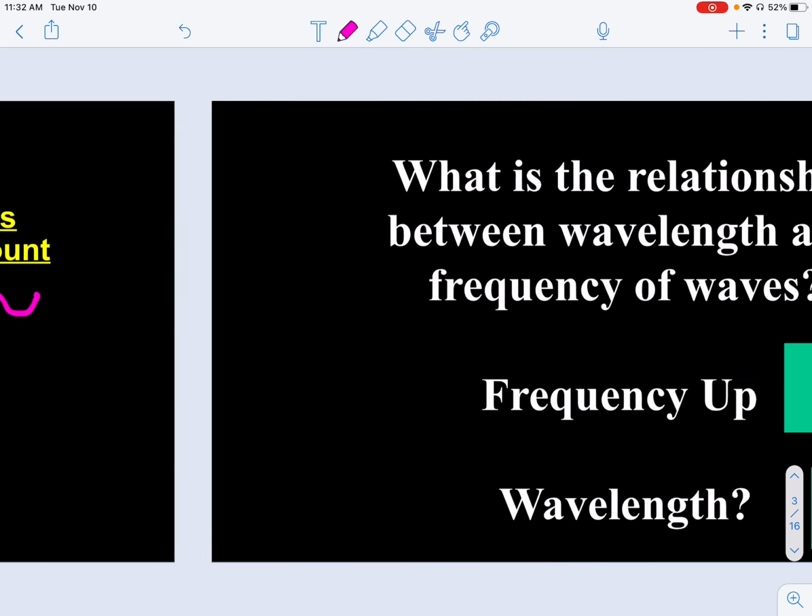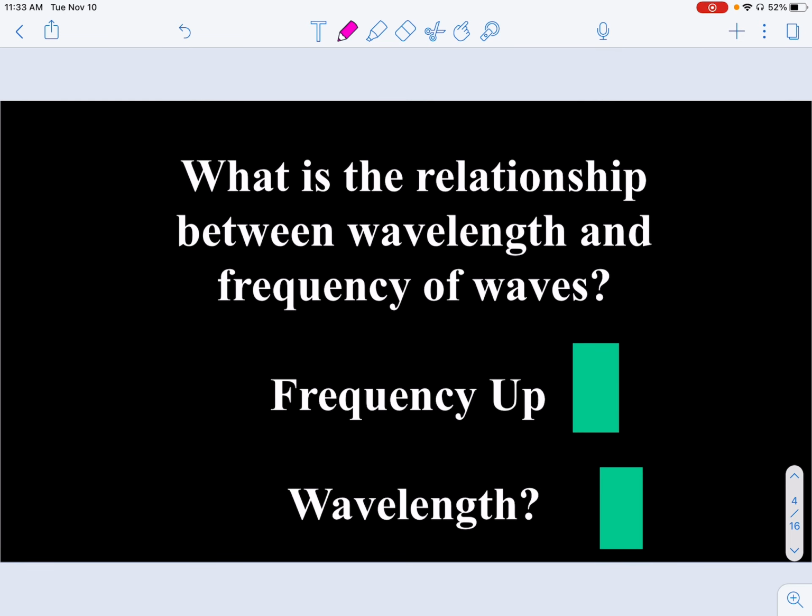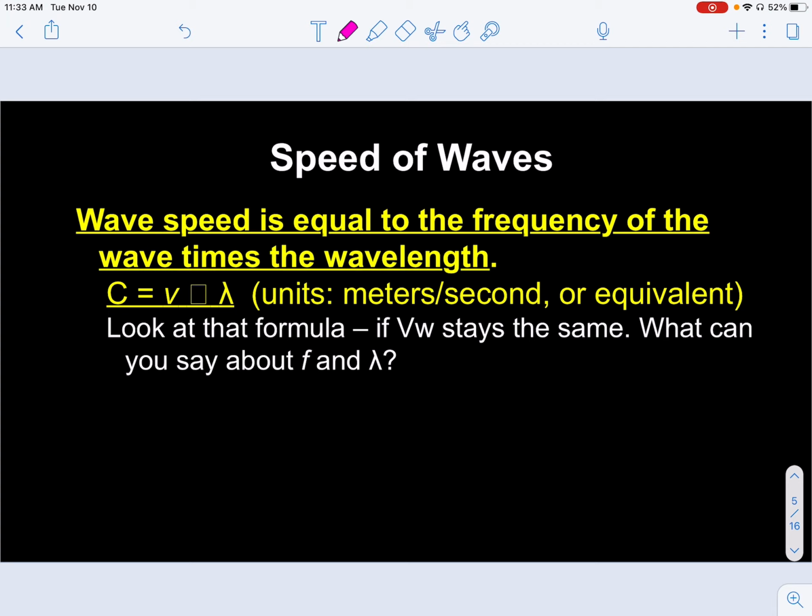Then what is the relationship between the wavelength and the frequency of waves? You have learned that already. Frequency up, then wavelength down. When electromagnetic waves travel through a medium, the speed of the waves slows down. But in space, all EM waves follow the speed of light. Wave speed is equal to the frequency of the wave times the wavelength, so we put here a multiplication sign or a dot. It is expressed in meters per second or equivalent.